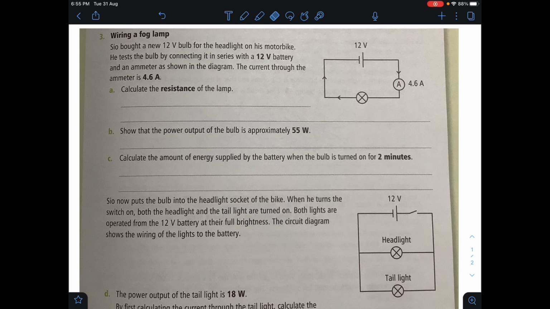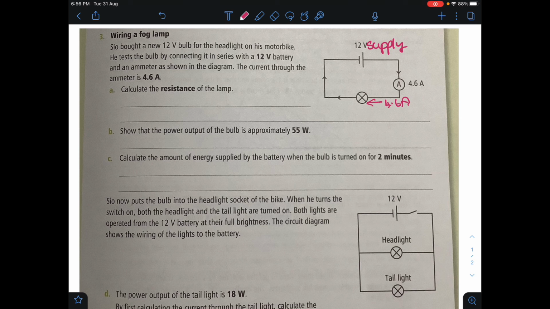So that there is your supply voltage, and an ammeter is shown in the diagram. The current through the ammeter is 4.6 amps. So that's all because the lamp is the only thing in the circuit. There's going to be 4.6 amps of current going through that lamp as well. And you have to calculate the resistance of the lamp.